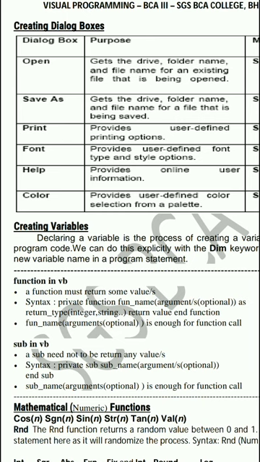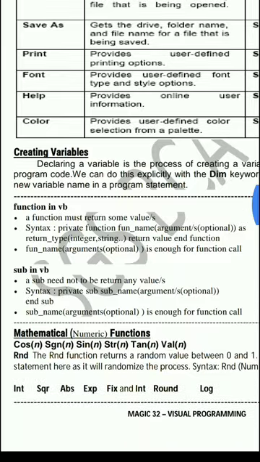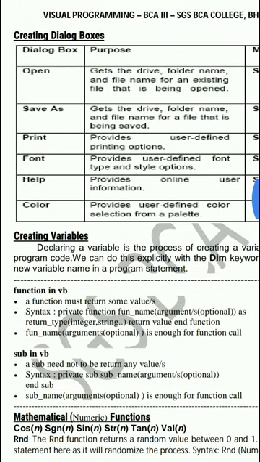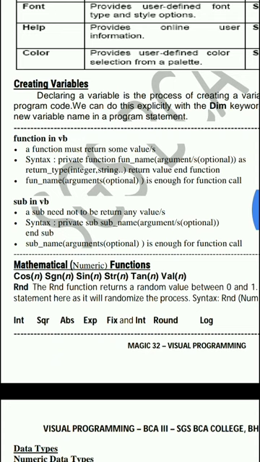Along with that, there are two more special dialog boxes, the help dialog box and the color dialog box, to get different help details, and finally to select from multiple available colors. To select a color out of all available colors, we use the color dialog box. So these are the total 6 dialog boxes available in VB.